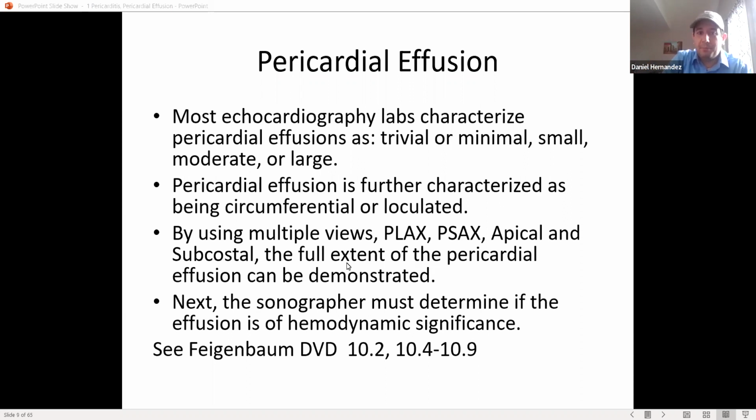So we're going to use, again, multiple views. Utilize our parasternal long axis, short axis, apical, and subcostal to get the full extent of the pericardial effusion. Next, the sonographer must determine if the effusion is of hemodynamic significance.